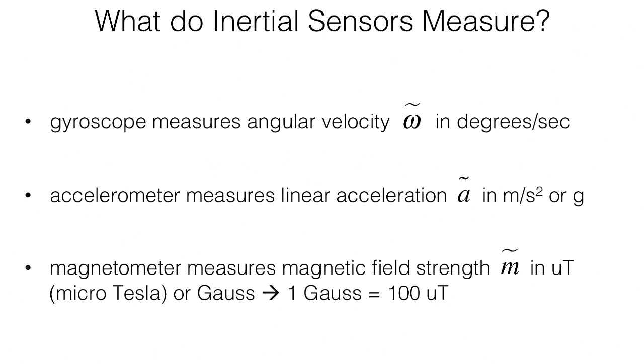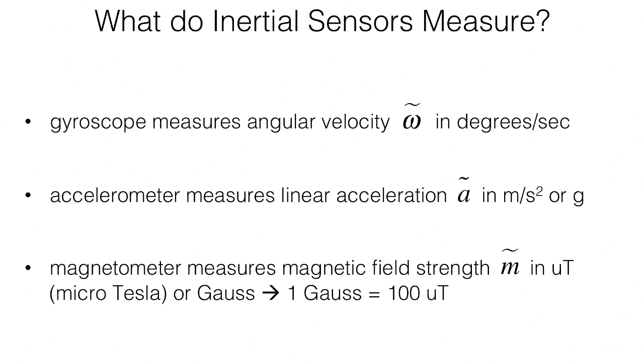But for now, I'd like to give you an overview of inertial measurement units and what these sensors are and what they actually measure before we go into how to process that raw data and get the orientation back. So inertial sensors measure different things. Gyroscopes, for example, measure angular velocity. And we're going to denote the angular velocity measured by a device as the omega tilde here. And that's usually measured in degrees per second or radians per second.